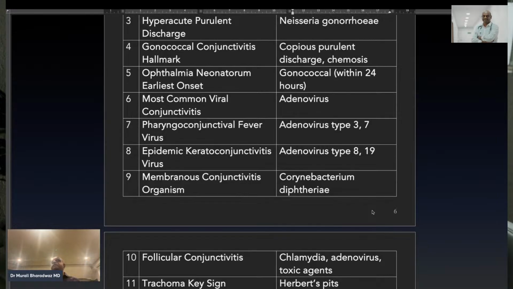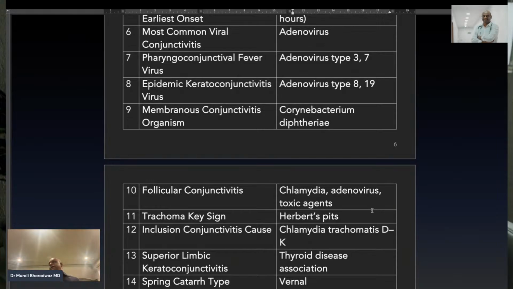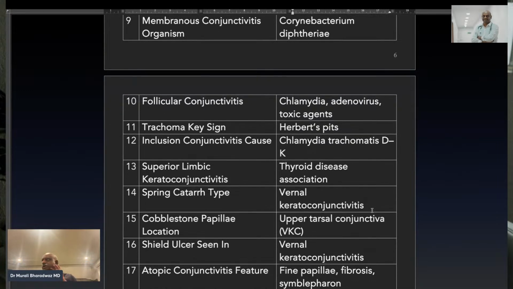Gonococcus can lead to ophthalmia neonatorum. And among the viruses, adenovirus is the most common cause of viral conjunctivitis. Types 3 and 7 cause pharyngoconjunctival fever. Types 8 and 19 cause epidemic keratoconjunctivitis. Corynebacterium leads to membranous conjunctivitis. Generally any viral conjunctivitis will lead to formation of follicles, follicular conjunctivitis.